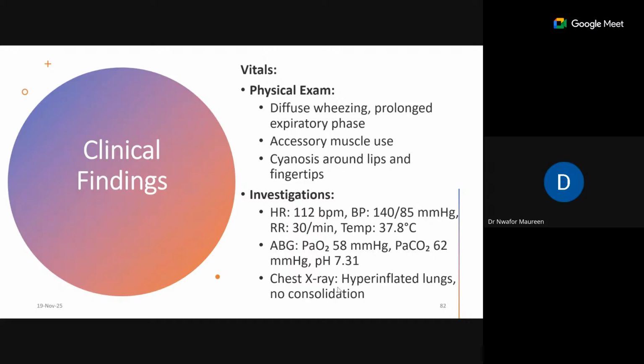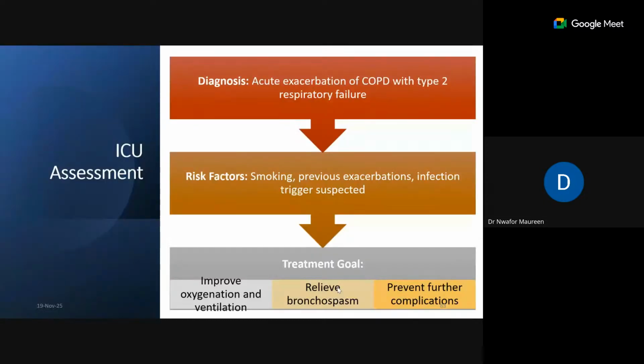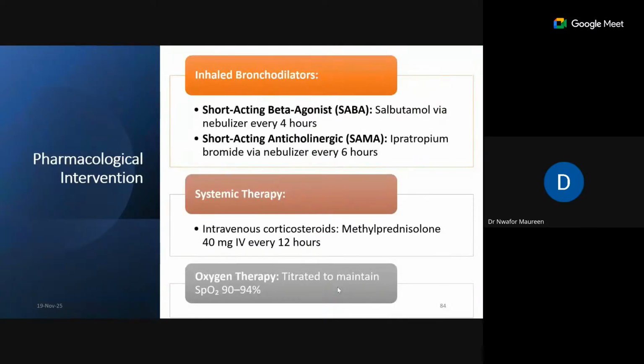And the chest X-ray shows hyperinflated lungs, no consolidation. He's in the ICU for respiratory failure, COPD exacerbation. He has a risk factor of smoking. The treatment goal is to improve oxygenation and ventilation, relieve bronchospasm, and prevent complications.